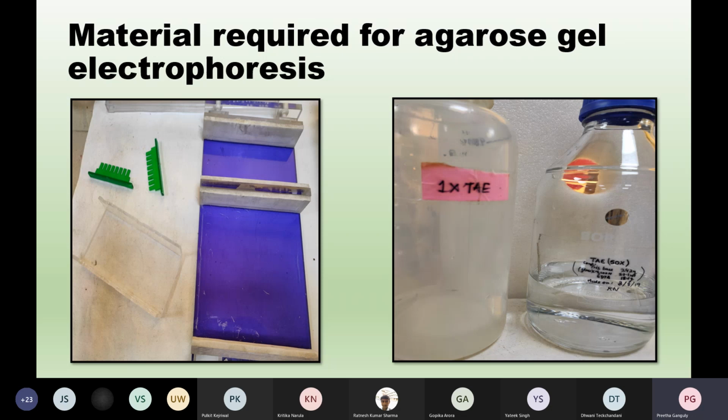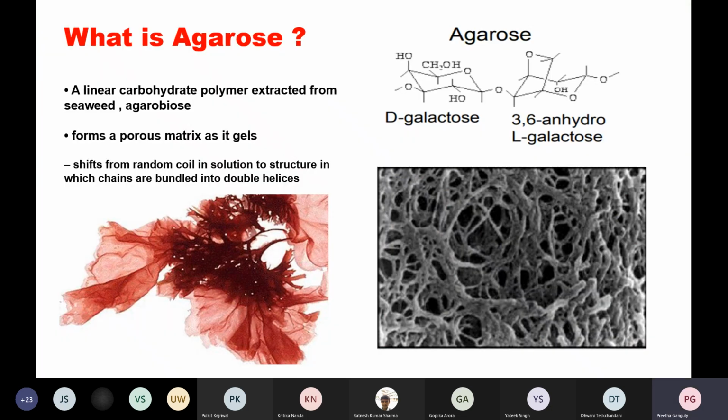As you can see, this is the casting tray, and then we will apply the comb, and then we will add the agarose gel to settle. This is shown completely in the form of a presentation in the later part. I think you will understand it better then. If you don't understand, please ask me after that. Then this is 1x TAE buffer, which is used both while making the agarose gel and also in the electrophoresis chamber. Now, what is agarose?